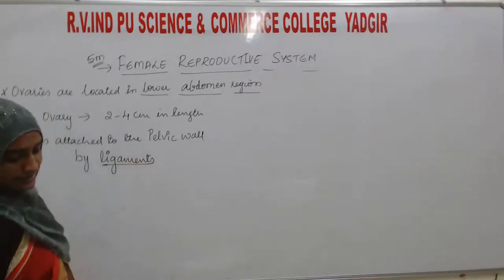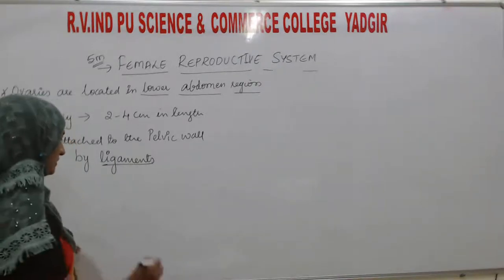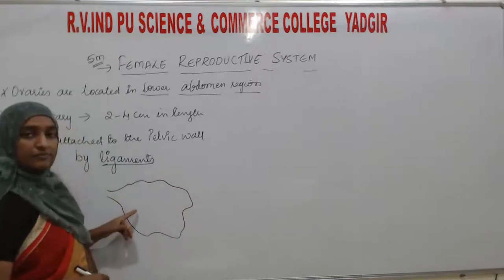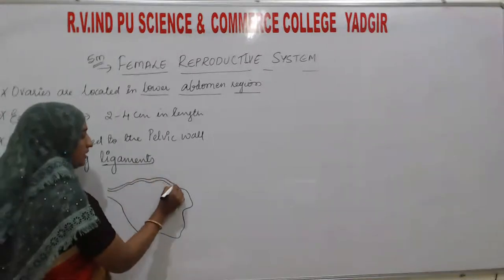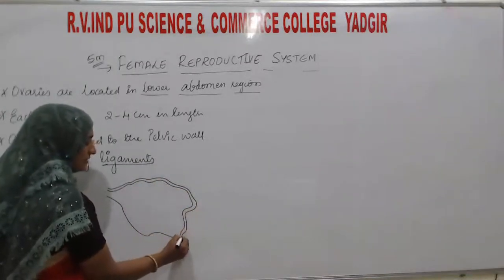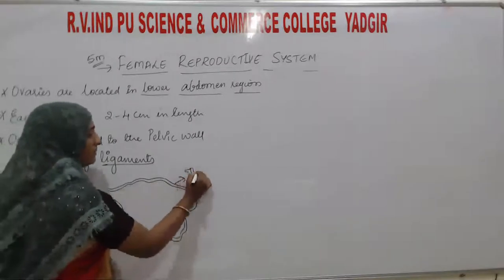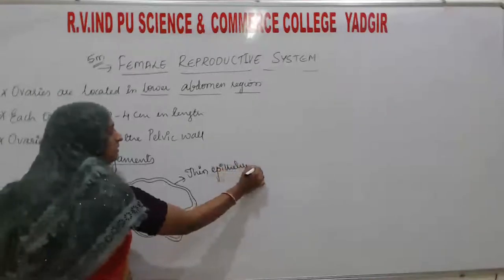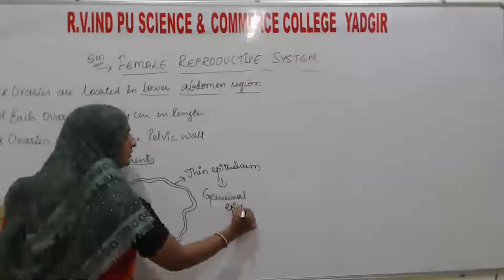The next one, each ovary is covered by a thin epithelium. For example, this is one ovary. This ovary is covered by a thin epithelium layer, and this thin epithelium layer is known as the germinal epithelium.